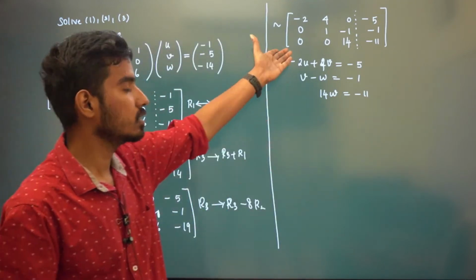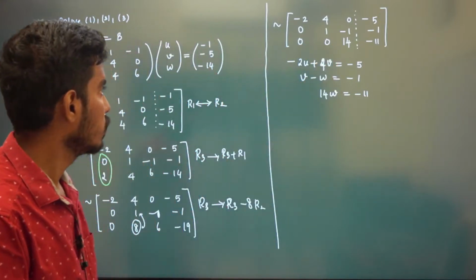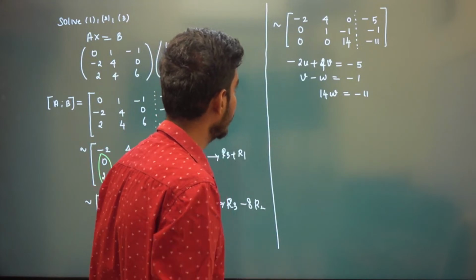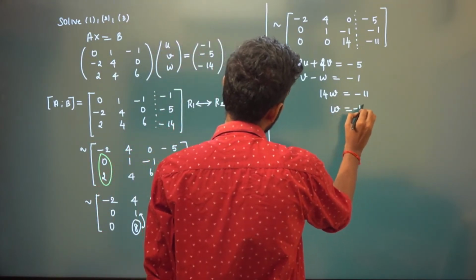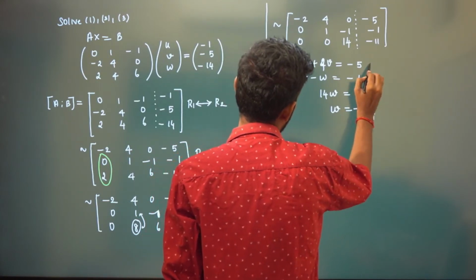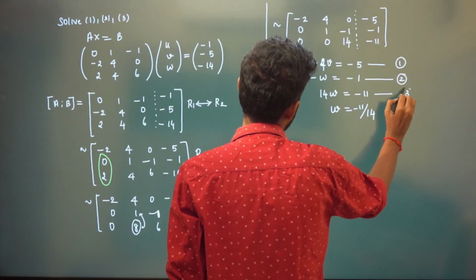You just have to revert this to again AX equal to B. This is a new coefficient matrix. So minus 2U plus 4V is equal to minus 5. V minus W is minus 1. So from here we have W to be minus 11 by 14. Right? All this has 1, all this has 2, all this has 3.